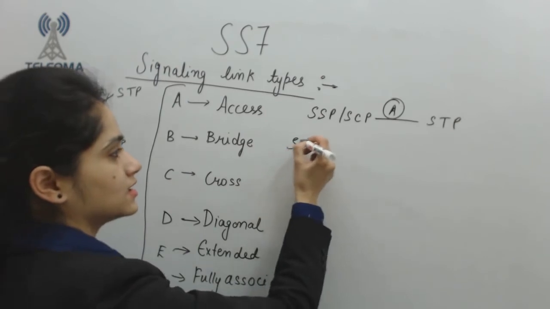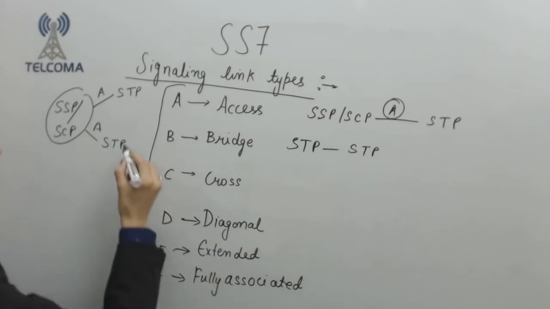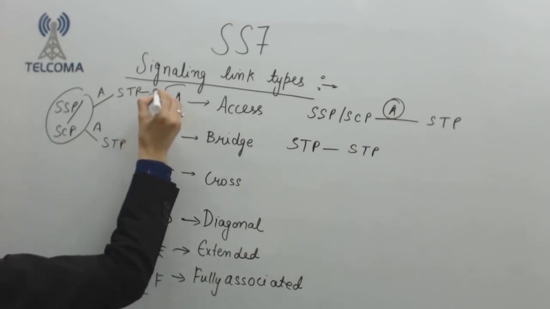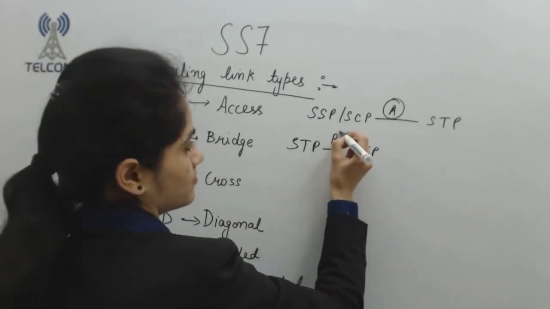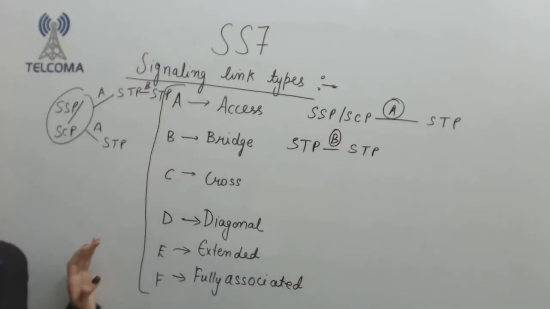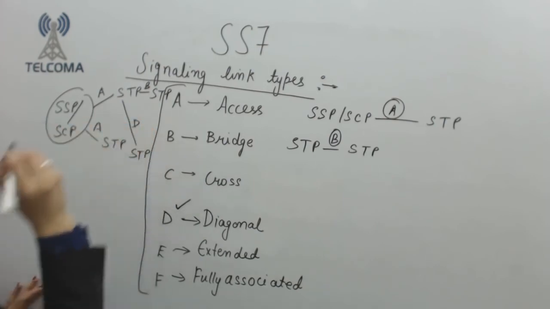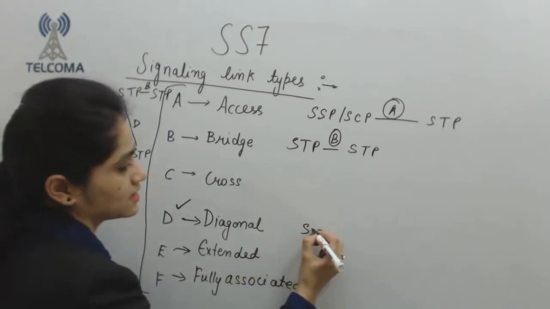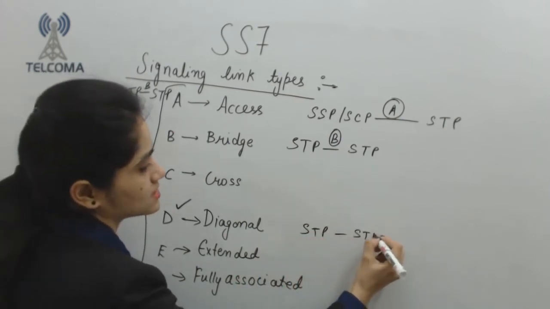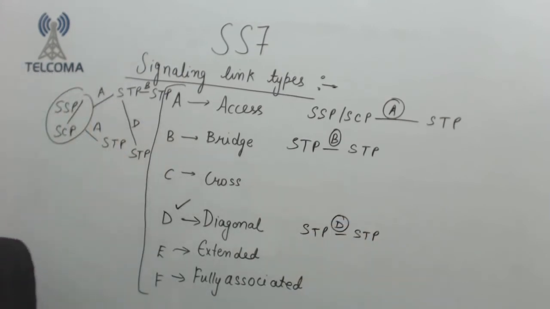Now comes the B link. A B link is between two different STPs. So if I need to connect two different STPs like this, this will form a B link. And a B link is similar to a diagonal link. That means if STPs are diagonally connected to one another, that is represented as a diagonal link. This is also a link between two different STPs, so this one is a D link, bridge and diagonal.